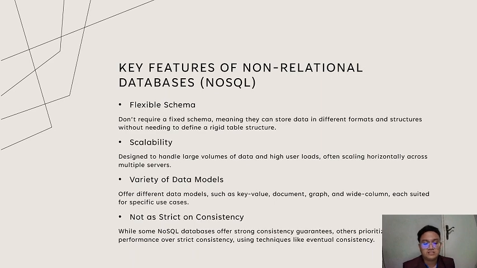The third one is a variety of data models. NoSQL databases offer different data models, such as key-value, document, graph, and wide column, each suited for specific use cases. And lastly, it is not as strict on consistency. While some NoSQL databases offer strong consistency guarantees, others prioritize availability and performance over strict consistency, using techniques like eventual consistency.